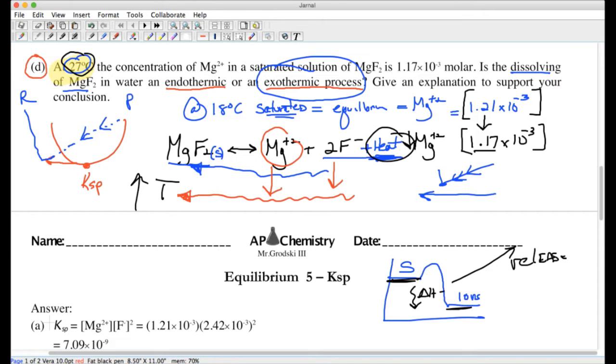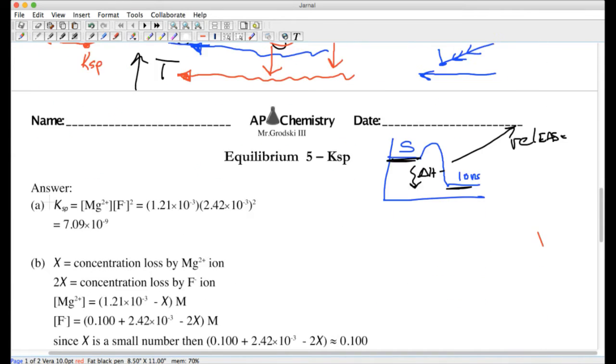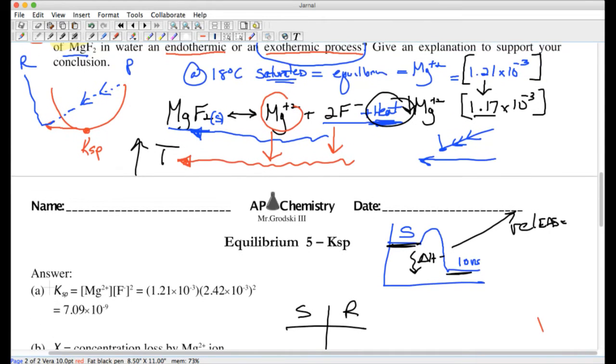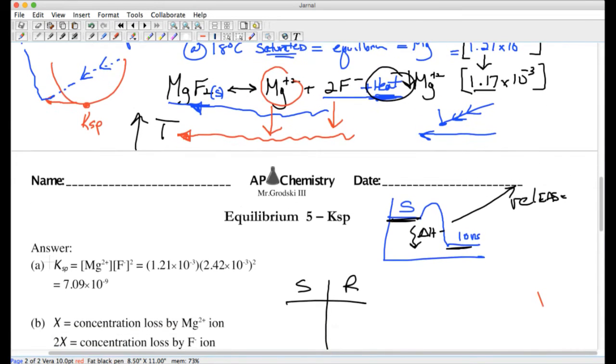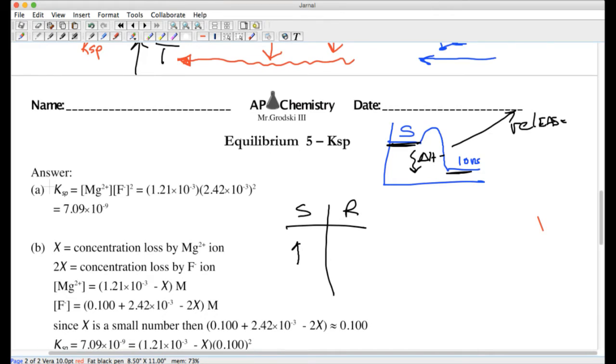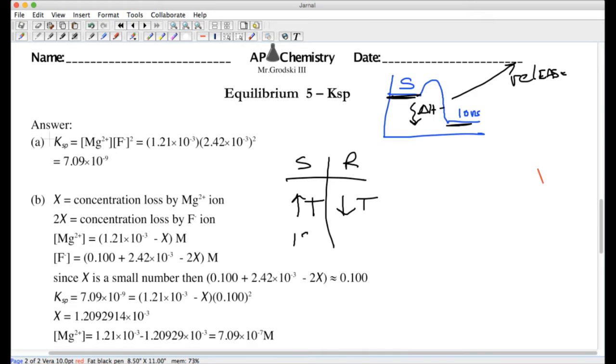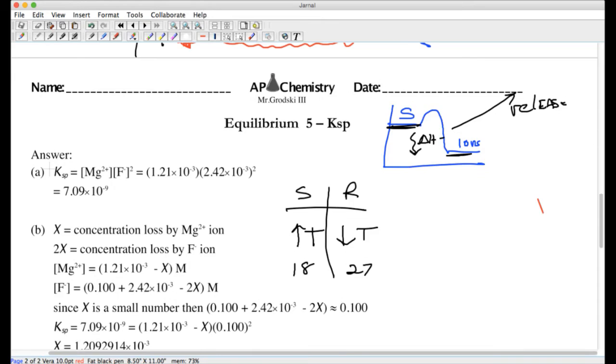And again, if you're still not with me on that, we like to draw these kind of diagrams. Stress, response. And what we just saw was, kind of weird because we're looking at what happened, but we saw that the magnesium was dropping. When we increase the temperature, the reaction wants to lower the temperature. So we increase the temperature from 18 to 27, and the reaction wants to drop the temperature. So it wants to use up the heat.